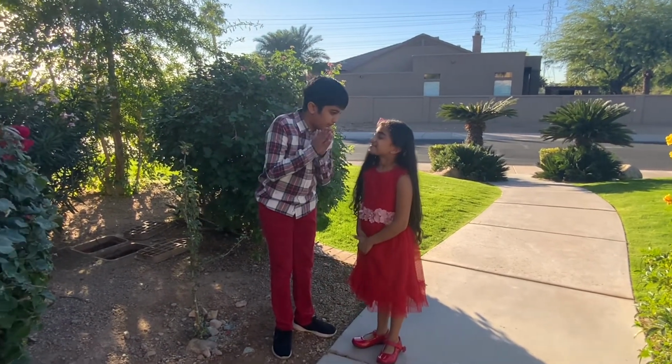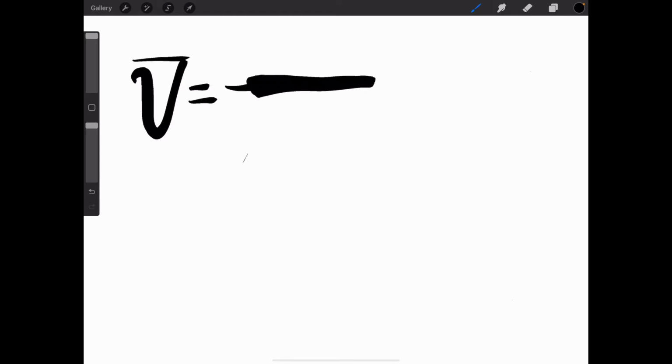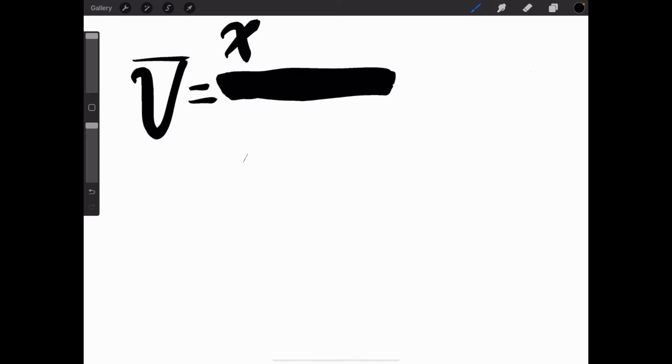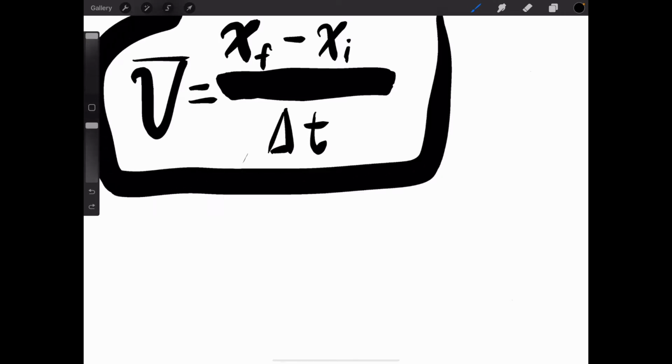We need another example. Let's look into the examples. As he was saying, velocity is basically displacement divided by time. Velocity equals xf minus xi, which means final position minus initial position, divided by time. This is the delta symbol in Greek. It means change of, which is basically the rate. So, we'll keep this formula in mind.